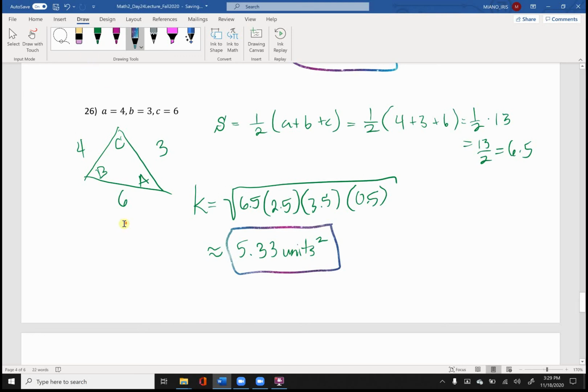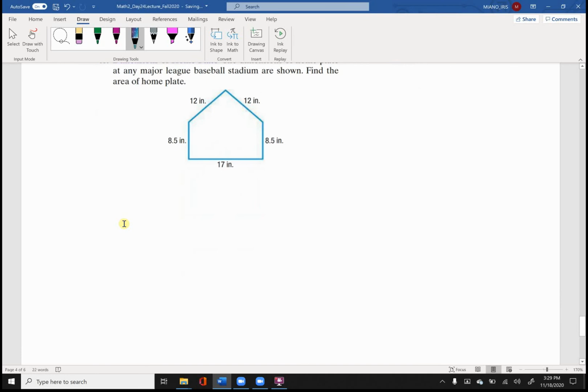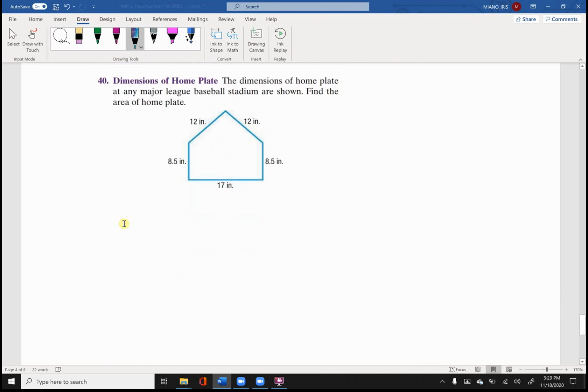And we can move on to the next, which are our two application problems here for us. One of them is the dimensions of home plate.